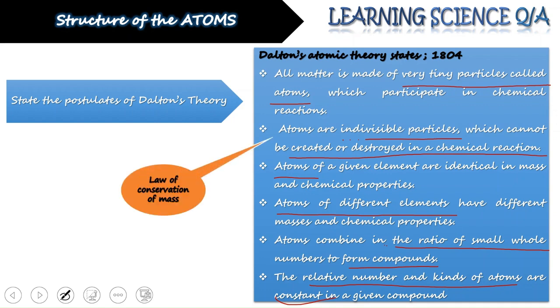Now, these postulates can be correlated with two of the laws, like the law of conservation of mass and the law of constant proportion. Now, the law of conservation of mass says that atoms are taking part in the chemical reaction and they cannot be created or destroyed in a chemical reaction.